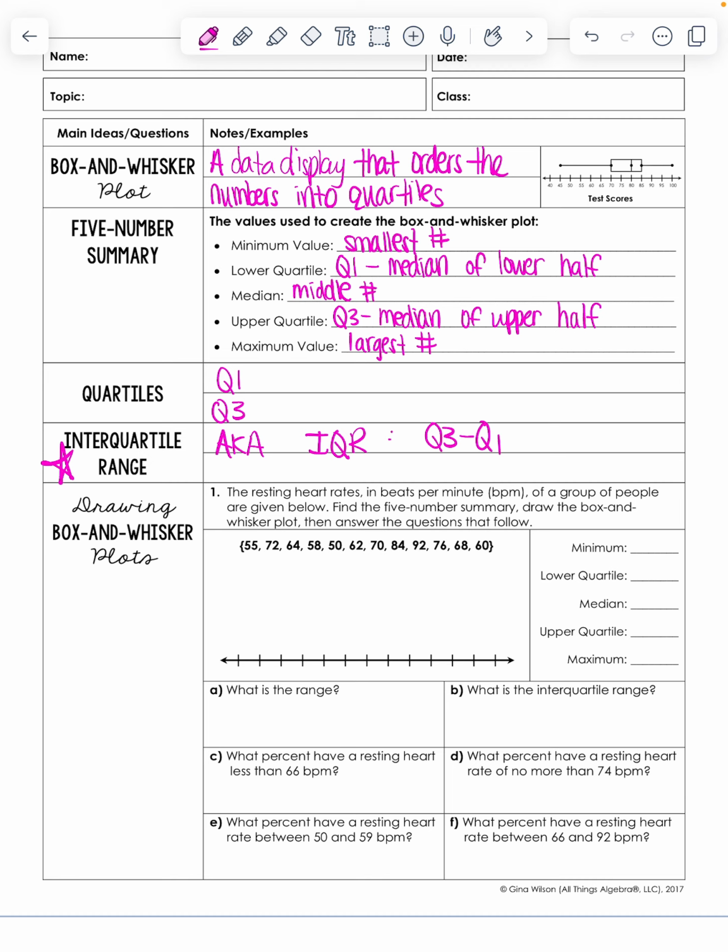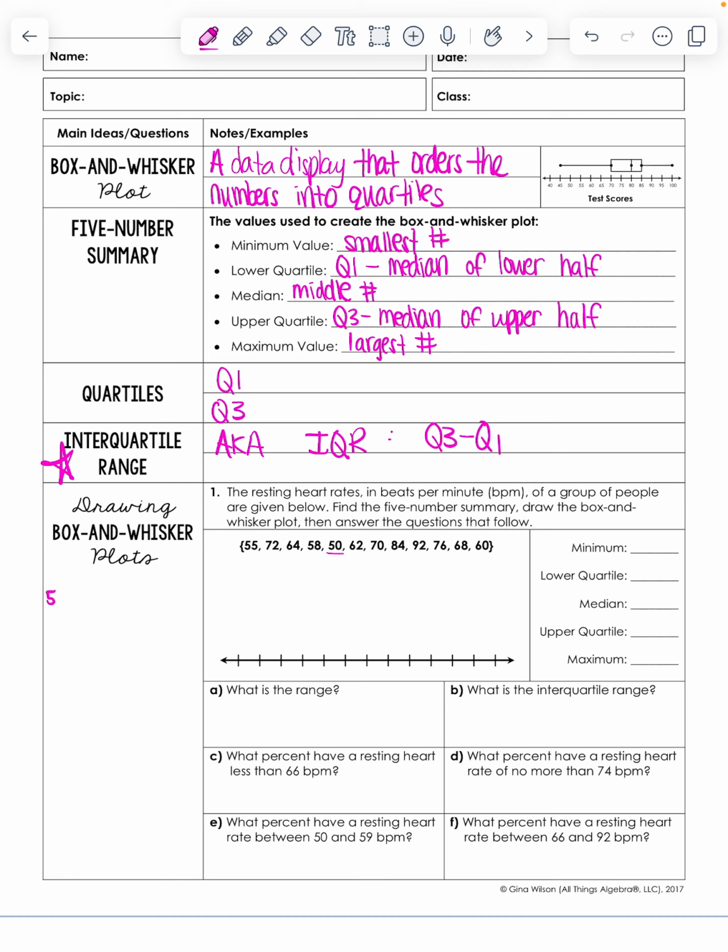So we're going to do one together just to make sure that we understand here. We've got the resting heart rates in beats per minute of a group of people. Draw a box and whisker plot, and then answer the questions. So the most annoying part about this is having to order the numbers if they're not already ordered for you.